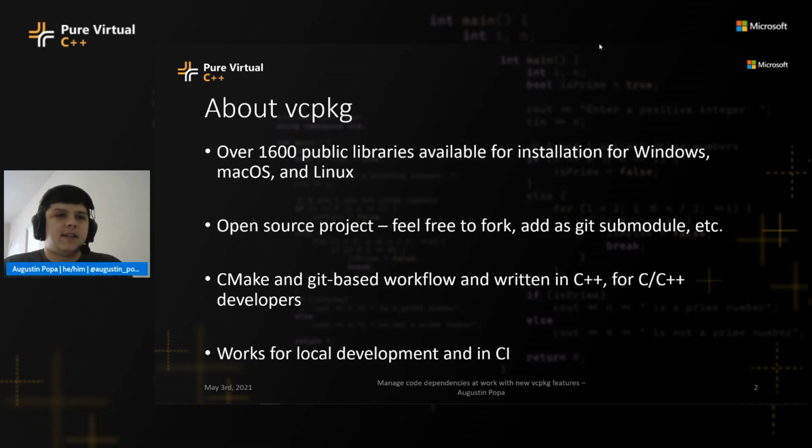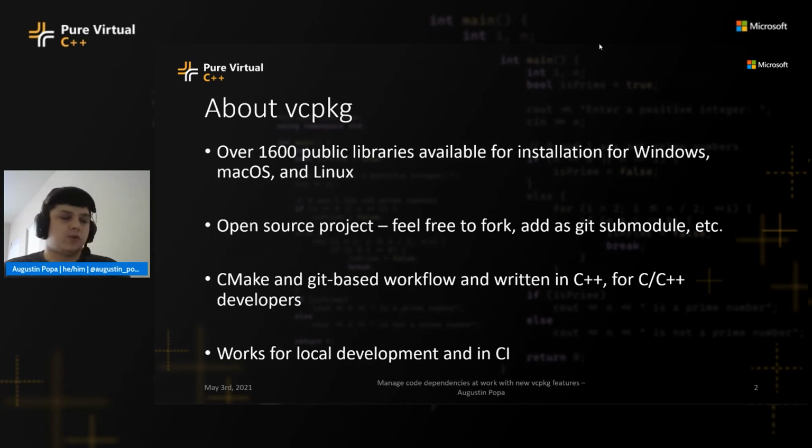So as it stands today, vcpkg has over 1,600 public libraries. These are popular open source projects and also some of the smaller ones as well. It's a pretty large number, as you can see. You can install them for Windows, Mac OS, and Linux, assuming the libraries themselves actually support those platforms. The project itself is open source. You can find us on GitHub. Feel free to fork it or add it as a Git submodule for your project or do whatever you want with it. Essentially, it's all out in the open.